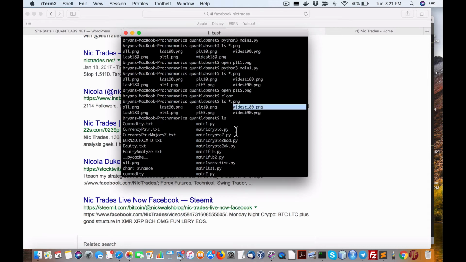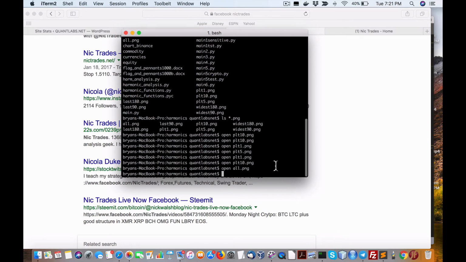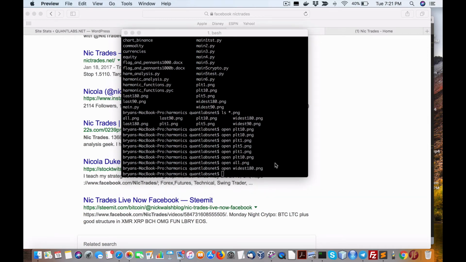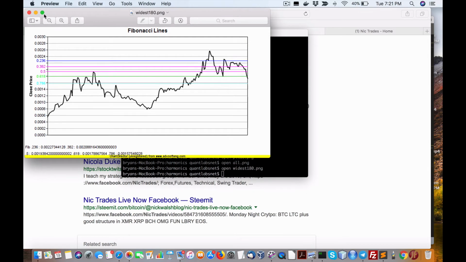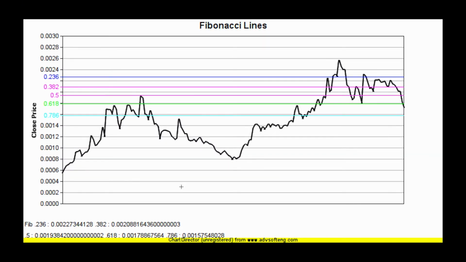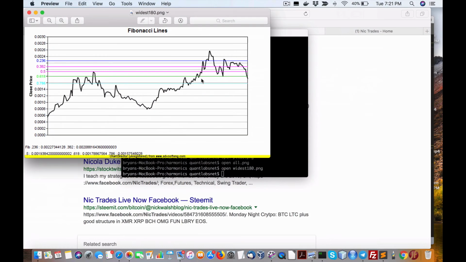I'm going to show you this one. It's called widest. So basically what that means is, here we are again, I'm going to just blow this up, it's 180 days that we're measuring. Now always remember that crypto never closes. It's operational 365 days a year, which means 180 days is roughly 6 months.